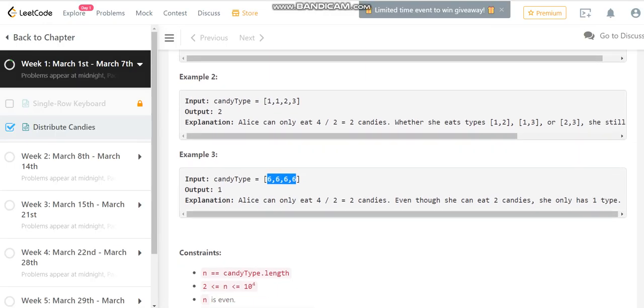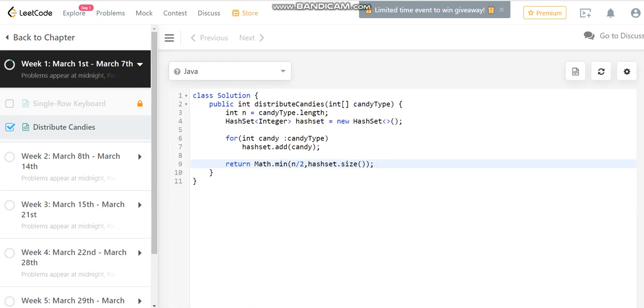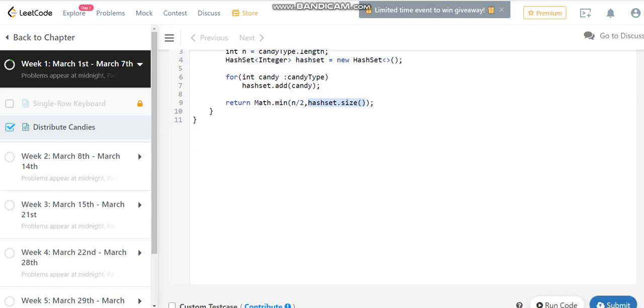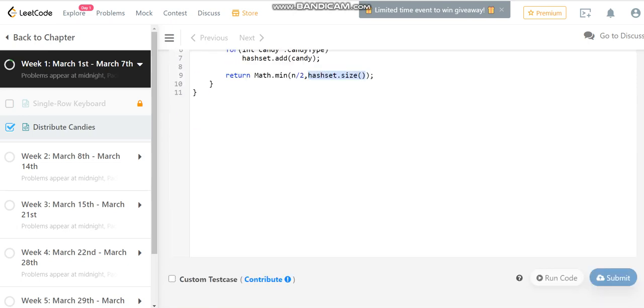So let's go back to the code here. First I have taken the total number of candies. Then I have created a hash set and I'm passing all the elements into the hash set. The hash set will only contain the unique elements at the end. After that, either n by 2 could be minimum or the hash set size can be minimum. The minimum of the two would be our resultant answer. So it is also accepted.